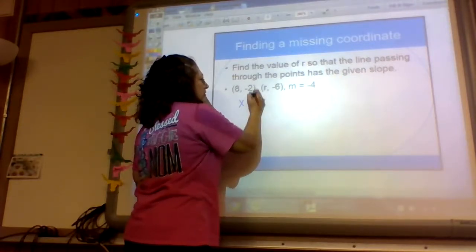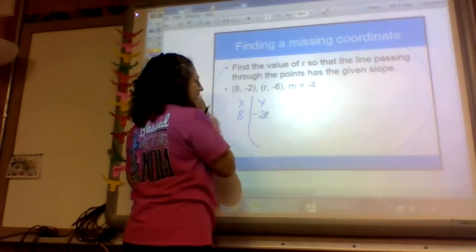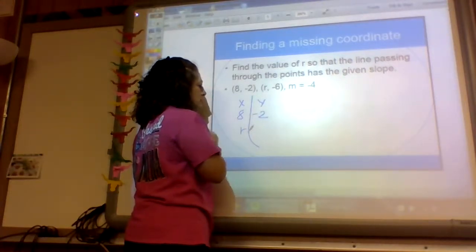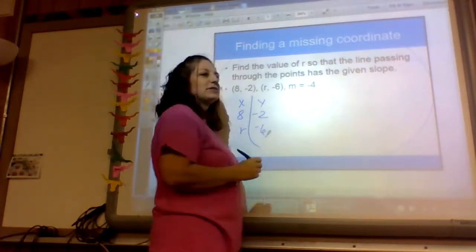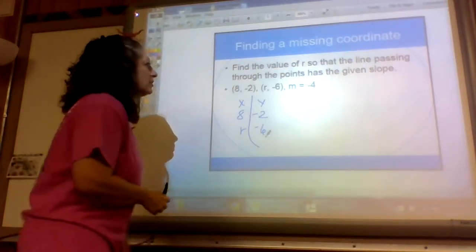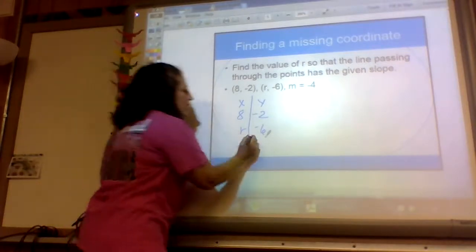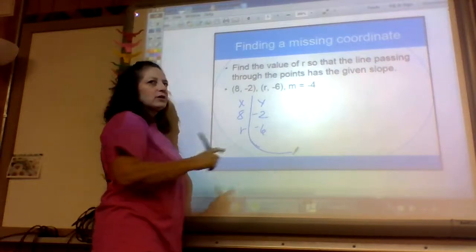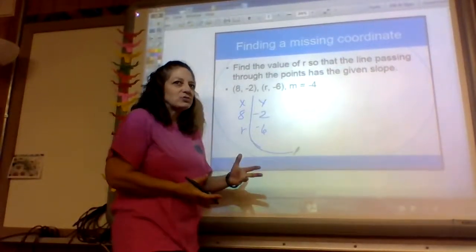I like to look at the coordinates as they are shown. 8, -2, and then r. Ooh, fine, I'll leave it an r. And -6. Sometimes my r's are hard to tell what that is. Okay, so for your final example right now, I want to find what I can of my slope. I have the change in y over the change in x. What's change mean mathematically?